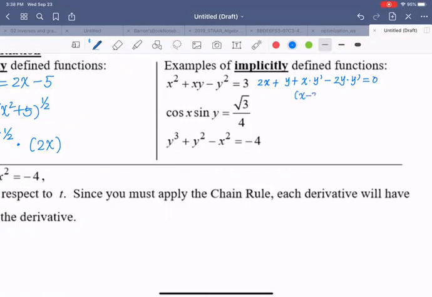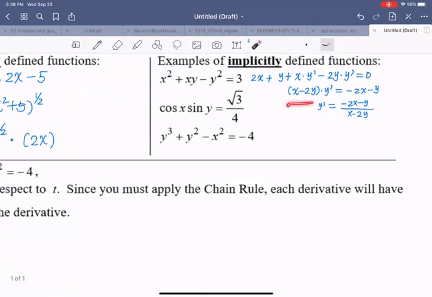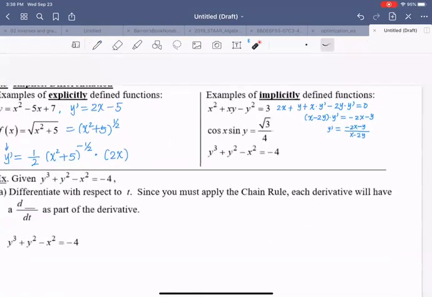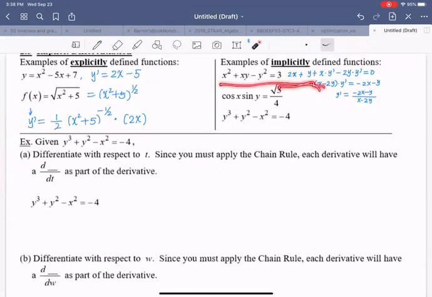So x minus 2y times y prime is going to equal negative 2x minus y. So y prime equals negative 2x minus y divided by x minus 2y, correct? Yes. I think you can handle this kind of question, right? Yeah, we did this same question in summer, correct? Okay, now let's take a look at that one, all right?